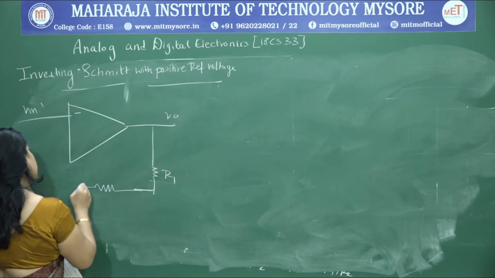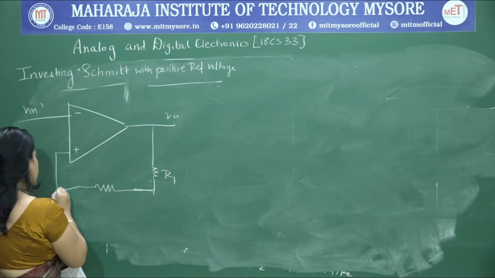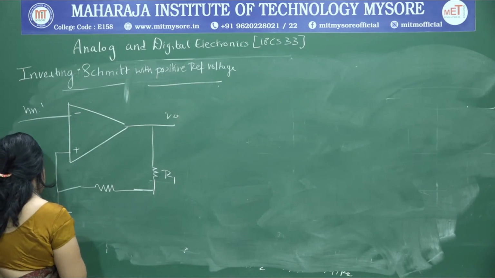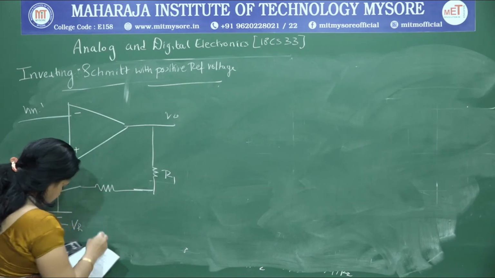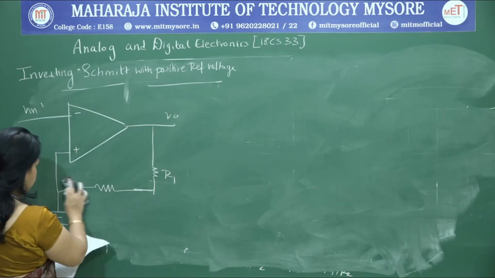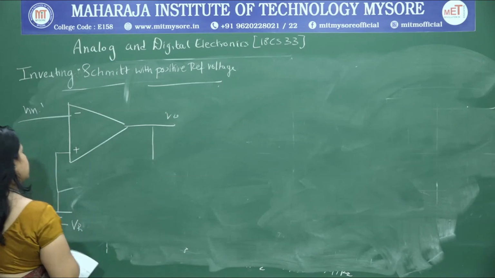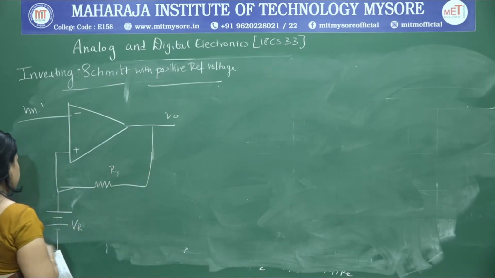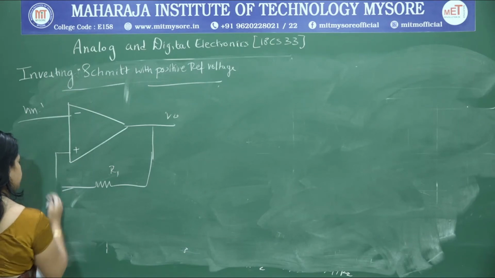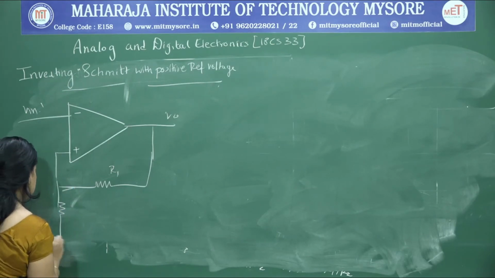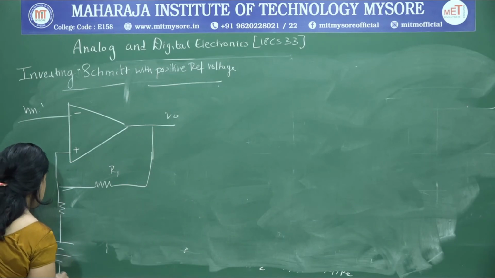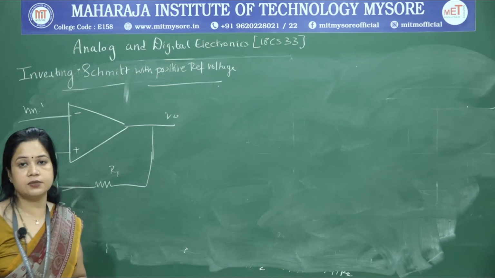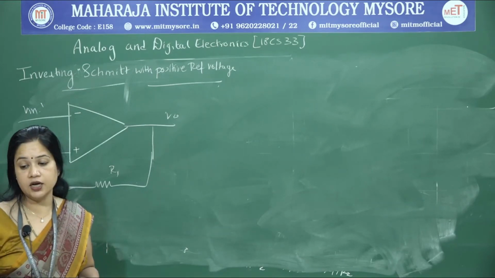Because I want to shift the reference voltage, I add a reference voltage here. So you can see it is a circuit with positive reference voltage. This is R1 and this happens to be R2. Now the circuit works in a similar fashion to what we discussed earlier.